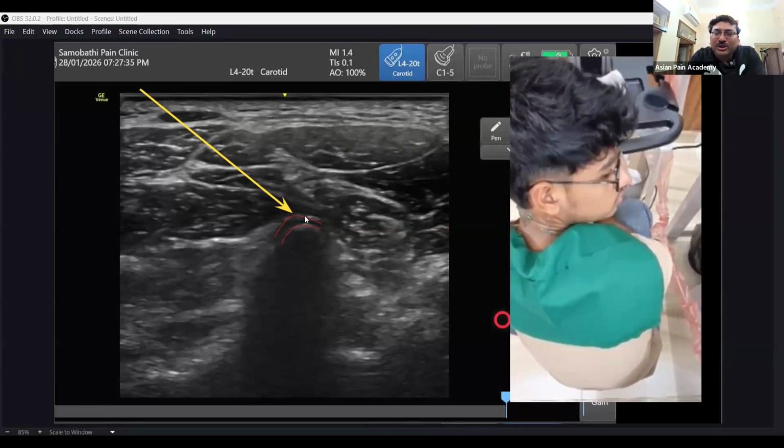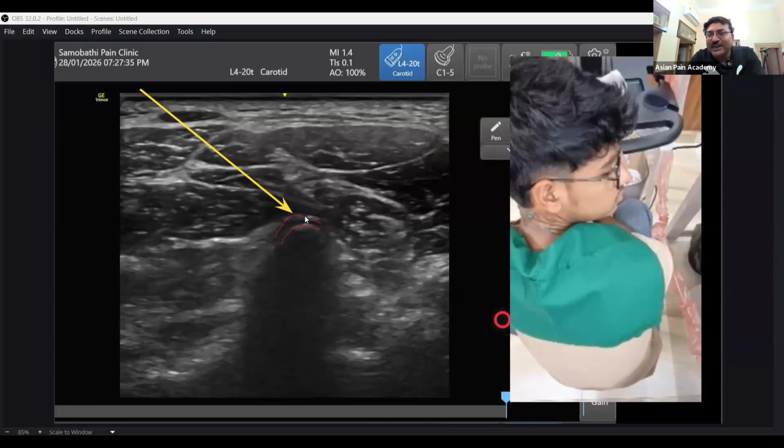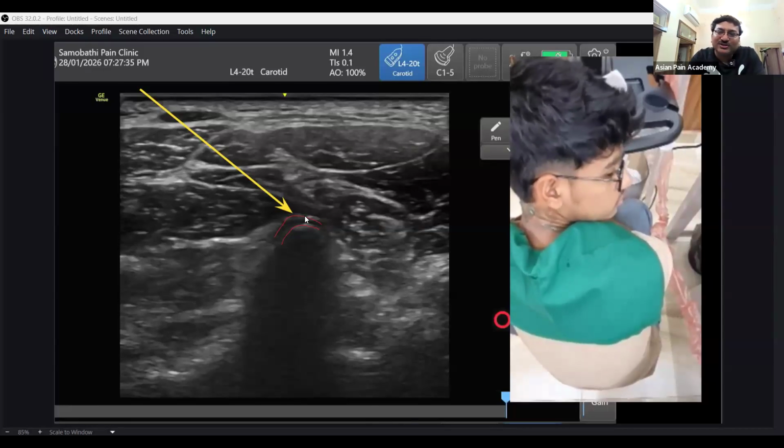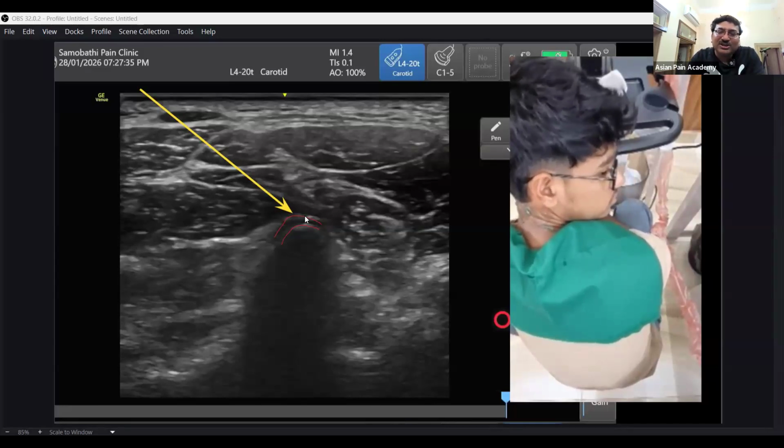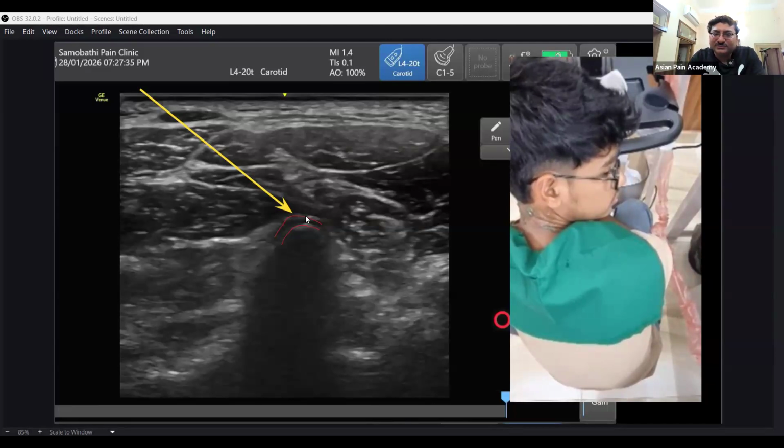So better you do it under ultrasound, and if you have the radio frequency, better put a radio frequency needle and then stimulate. In that way, you will be two-way sure, after seeing the nerve and after stimulating also. Now when you are confirmed, then you go for either radio frequency or injection.